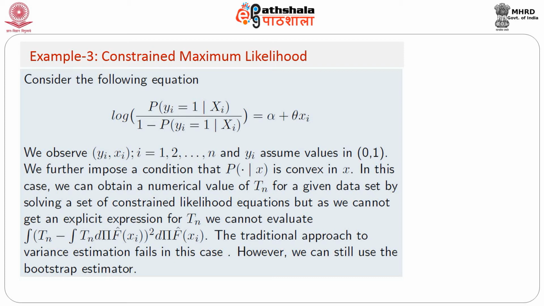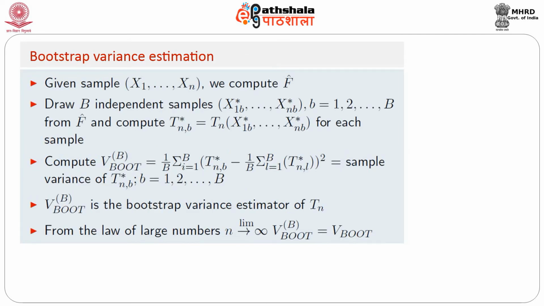Now, in this case, we can obtain a numerical value of Tn for a given data set by solving a set of constrained likelihood equations, but we cannot get any explicit expression for Tn in terms of x1, x2, ..., xn. Hence we cannot evaluate the integral for the variance for the functional form given in equation star, and so the traditional approach of variance estimation fails here. In this situation we can really see the effectiveness of the bootstrap. We are interested in the use of the bootstrap variance estimator when explicit evaluation of the integral is not possible, either because an explicit expression may not be obtained, or because the integral is mathematically extremely complex.